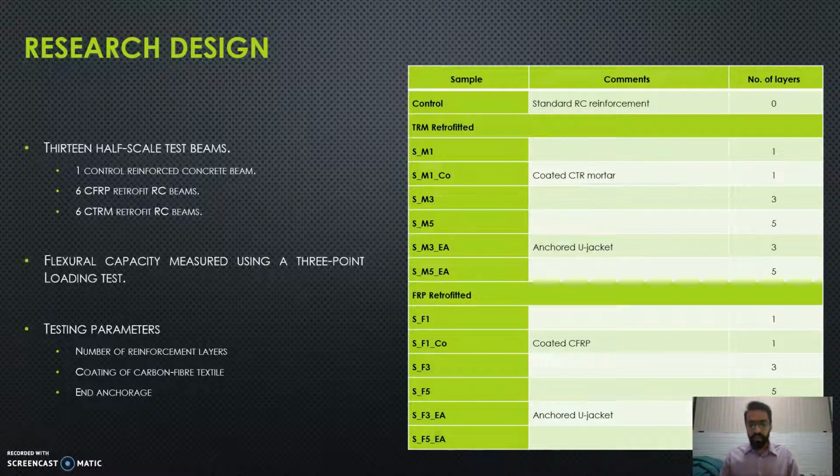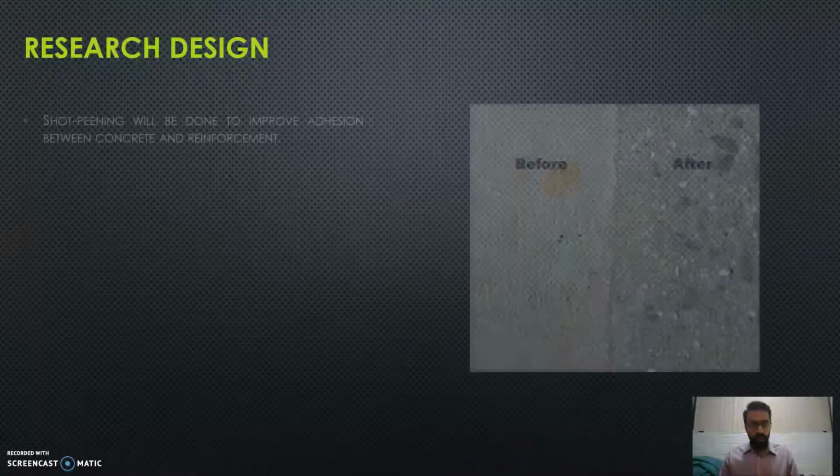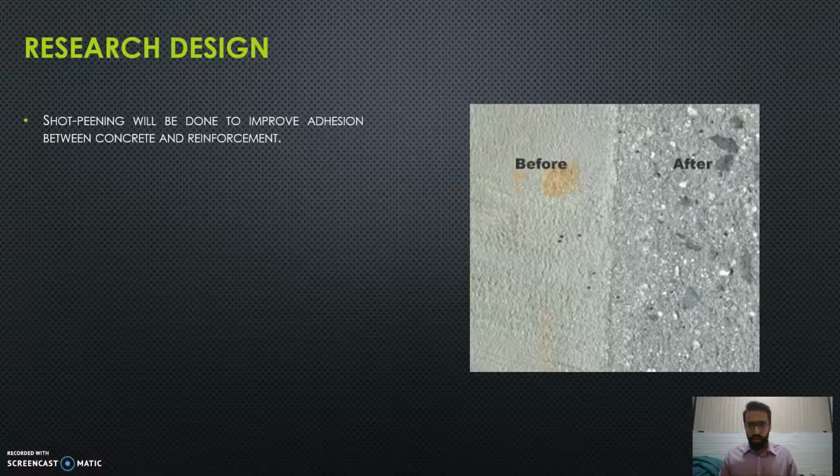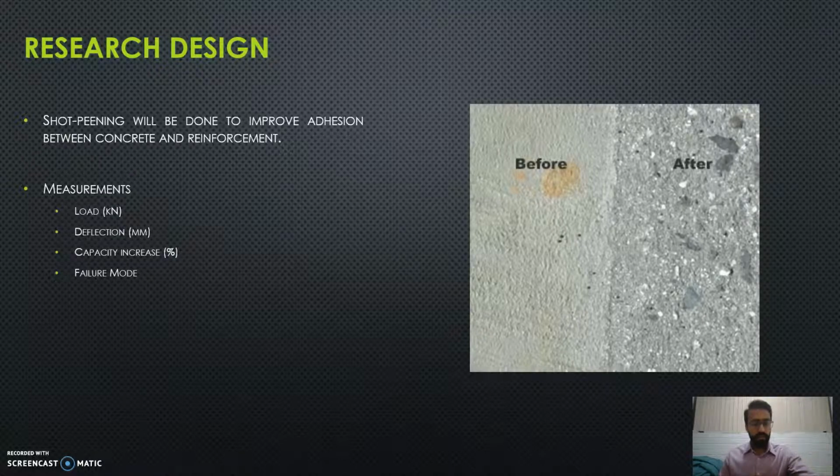So this is a table of the samples that we will come up with. We believe that this amount of data points will enable us to have a reliable set of findings at the end. Before the application of the FRP or the TRM, I believe that shot peening should be done so that adhesion can be maximized. The measurements that we are going to take include the load, the deflection of the beam, the increase in the respective capacity, and ultimately the failure mode.